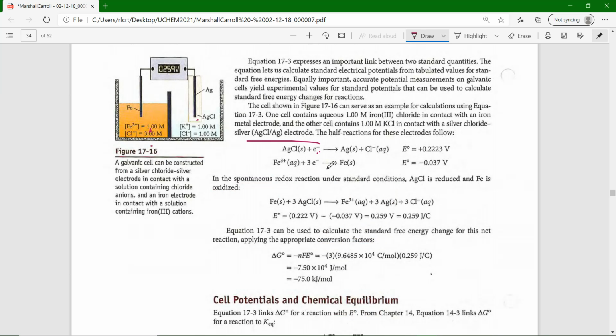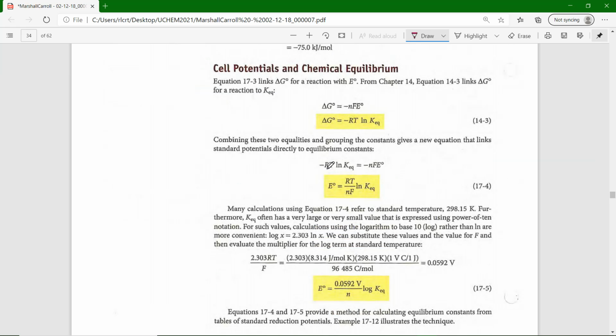I'm seeing, why do they have Cl minus in the iron? Am I going to be using that for anything? No, maybe later on if they go back to that.